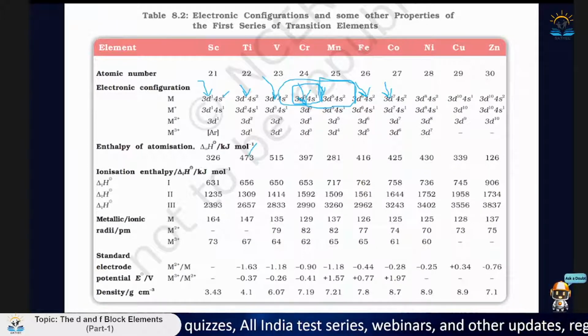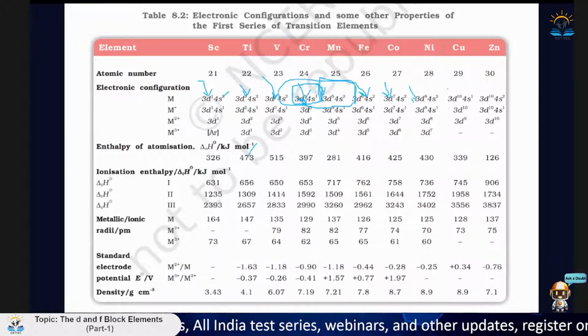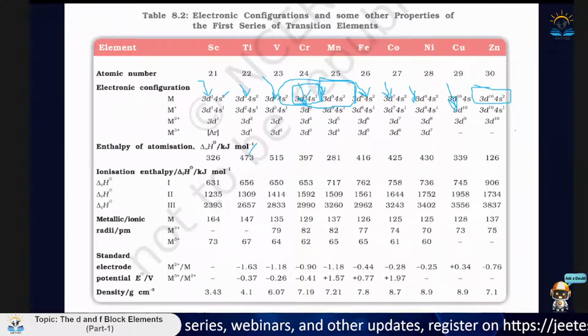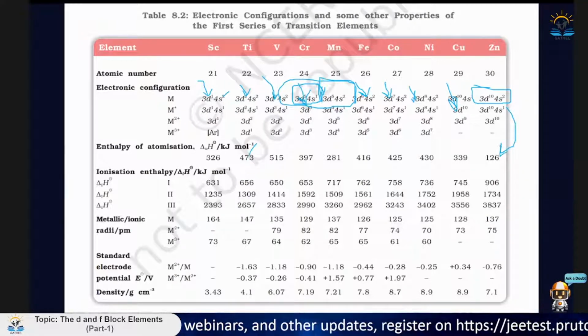Or else again it starts increasing. Again it starts increasing. Then the electronic configuration becomes stable, and that is why this value becomes less again.